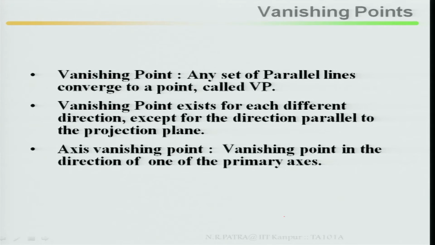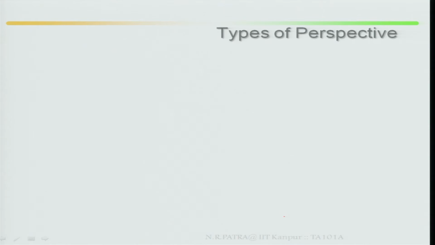Axis vanishing point is in the direction of one of the primary axes. Also we say that an axis vanishing point is primarily in the direction of one of the primary axes. This is all about vanishing point. Now come to types of perspective. What are the different types of perspective?